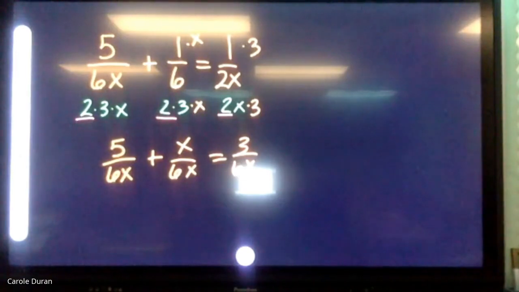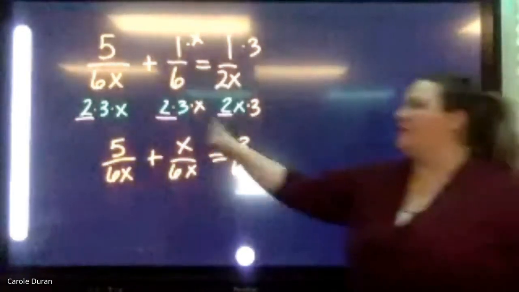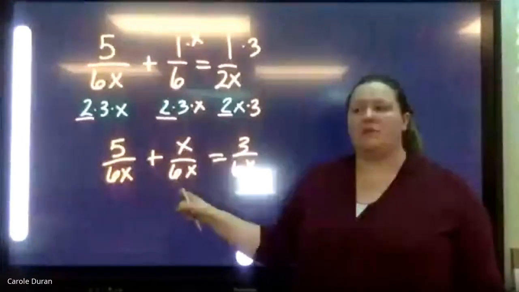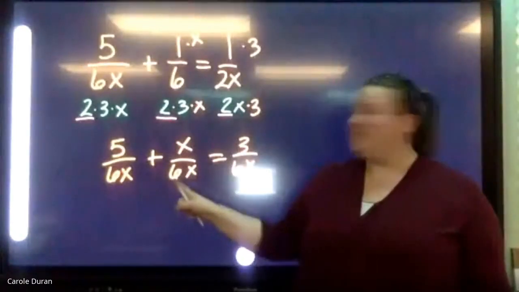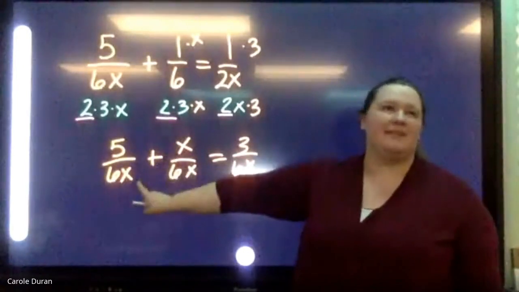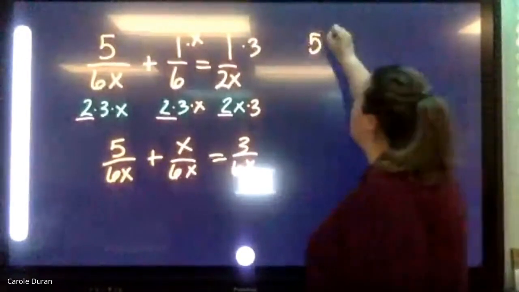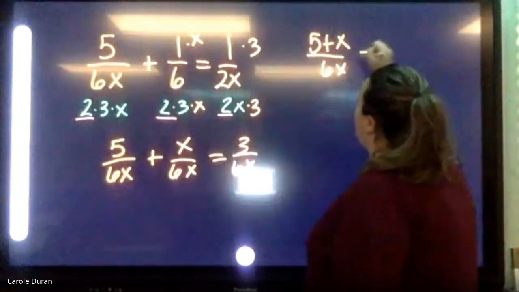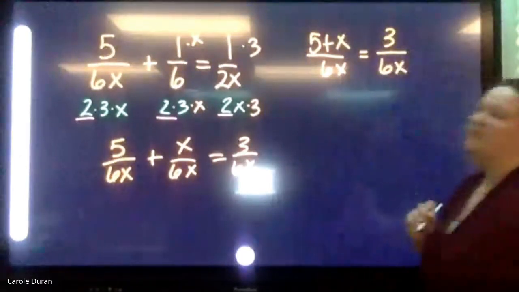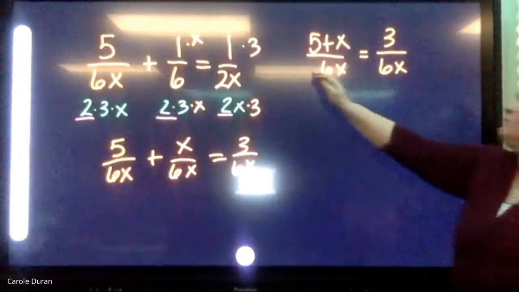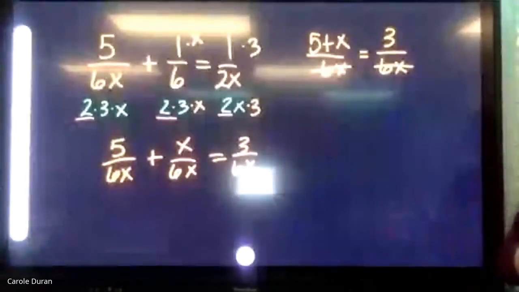Not until I do what, Pfeiffer? They can't cancel until I have 1 fraction on the left and 1 fraction on the right. Do I have 1 fraction on each side right now? No, I have 2 still over here on the left. So what am I going to have to do with those 2? Put them together because they have the same denominator. I'm adding them because that's an addition. So this becomes 5 plus x over 6x equals 3 over 6x. Now my denominators will cancel because there's 1 fraction on each side and they are the same.